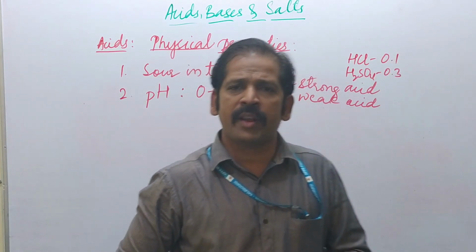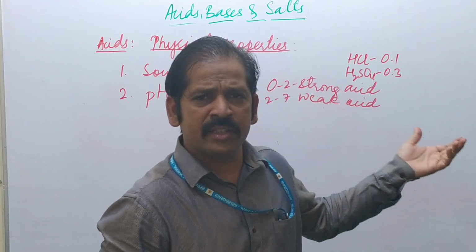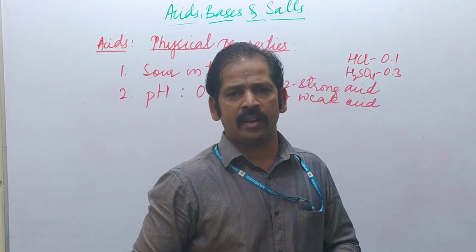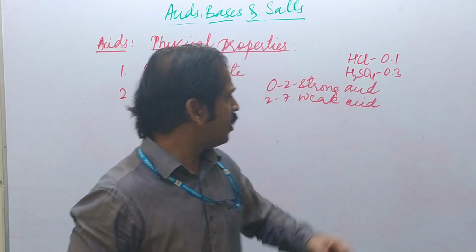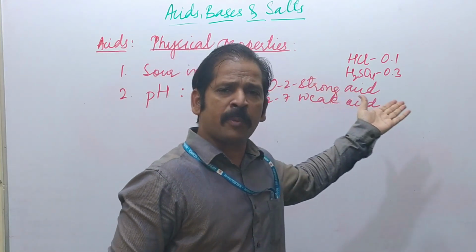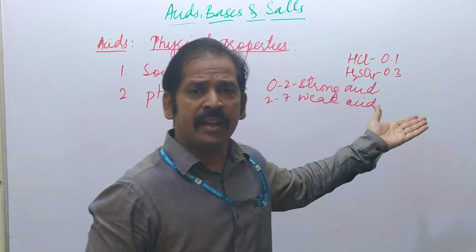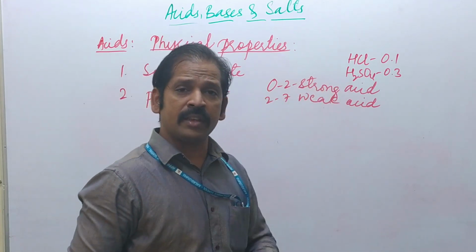Sulfuric acid, H2SO4, is 0.3, and nitric acid is nearby 1. Hydrochloric acid 0.1, sulfuric acid 0.3, nitric acid nearby 1.